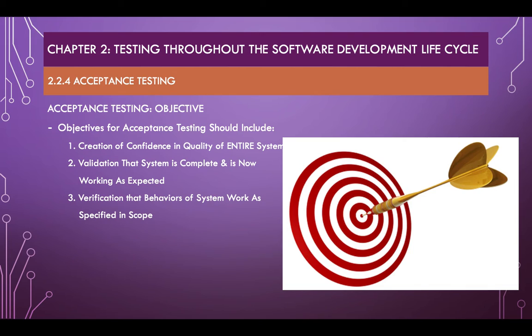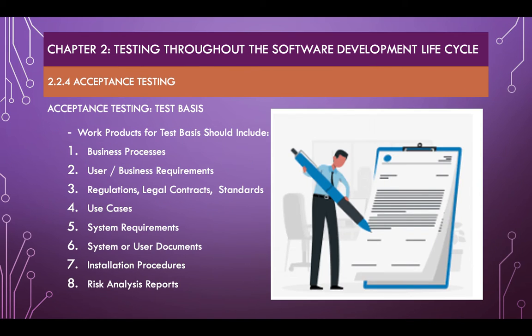Acceptance testing objective. Objectives for acceptance testing should include creation of confidence in quality of entire system, validation that system is complete and is now working as expected, and verification that behaviors of system work as specified in scope.